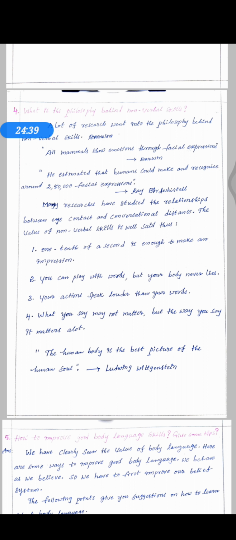The value of non-verbal skills is well said. Thus remember four things. First, it takes just 1/10 of a second for someone to judge and make a first impression. 1/10 of a second is enough to make an impression. Remember it.